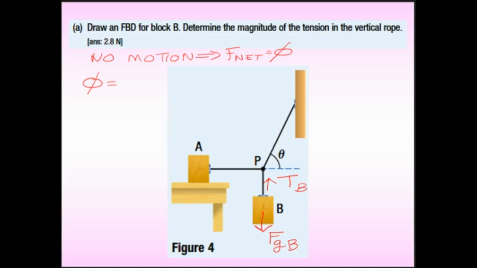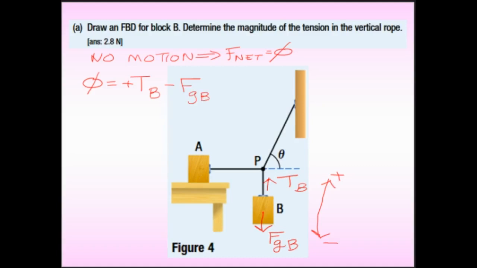So everyone, just add a double-headed arrow here, and put positive here, and put negative here. Now you tell me which force is pointing positively according to the designation we just made. Tension. Great. So positive TB, and which force is pointing negatively? Gravity. Minus FGB.